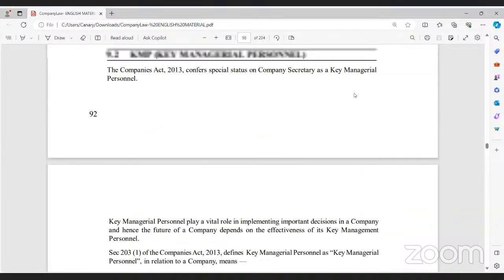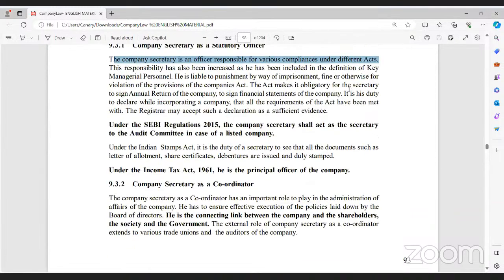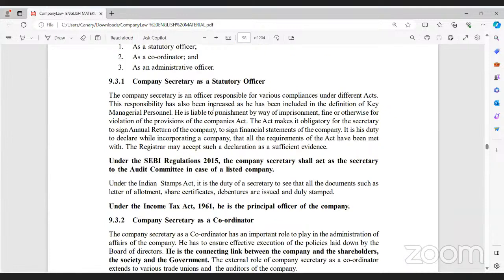Because he should have knowledge of industrial law, commercial law, labor law. For example, if a company wants to increase the working hours of labor, whether those enhanced working hours are accepted by the labor law or not has to be considered and observed by the company secretary. If it is not accepted, he should inform the management. He should convey it and convince the management. So he should have knowledge of all the different acts.